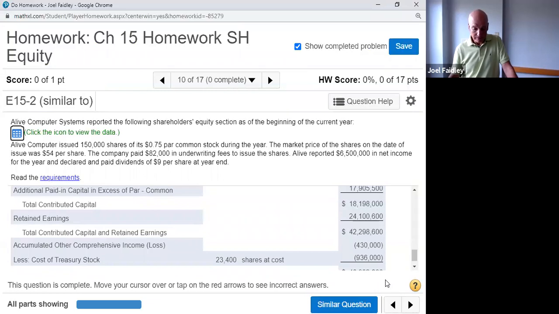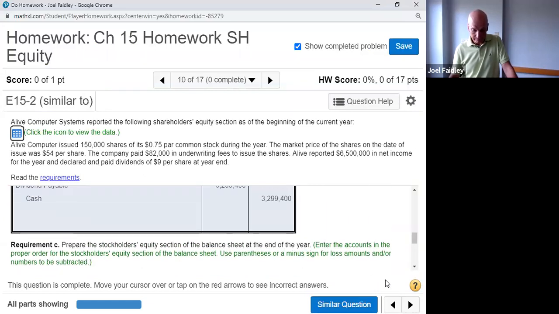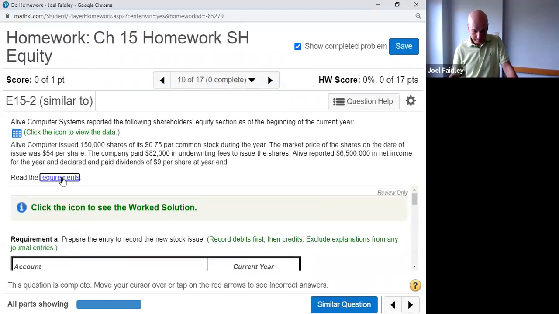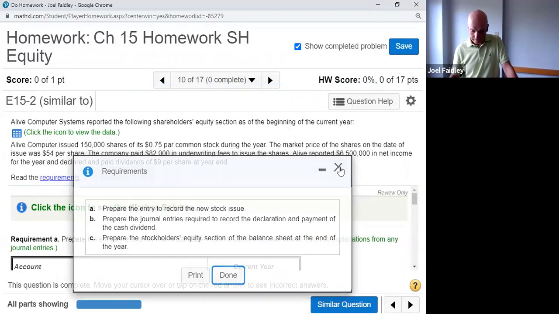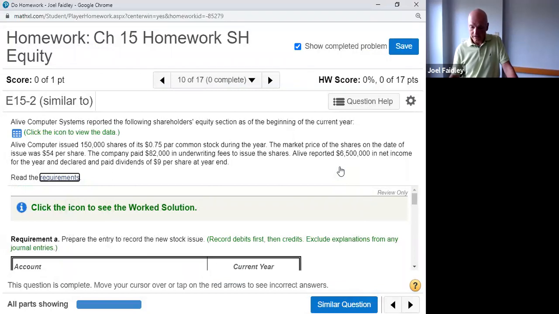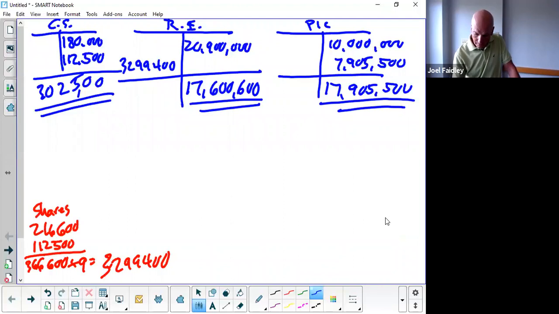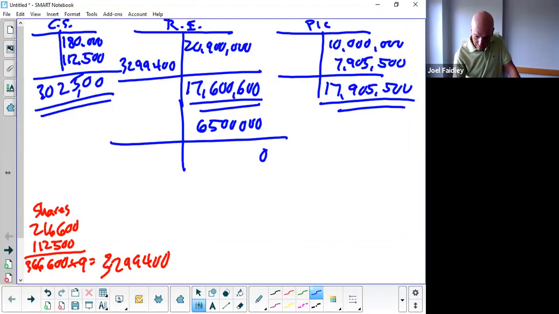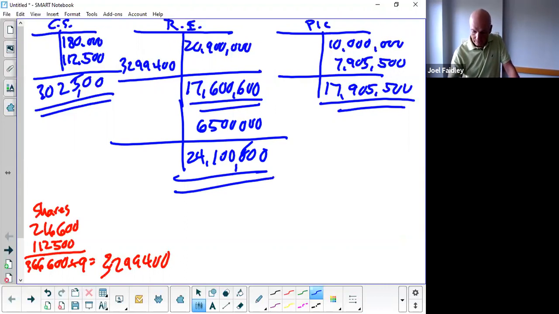Retained earnings. Oh, I left something off on retained earnings, didn't I? Was there income somewhere up there? There it is, 6.5 million. I left that off. So we need to go over here. $6.5 million. Make a new total, right? That's 24,100,600. Got to make sure you put that net income in there.